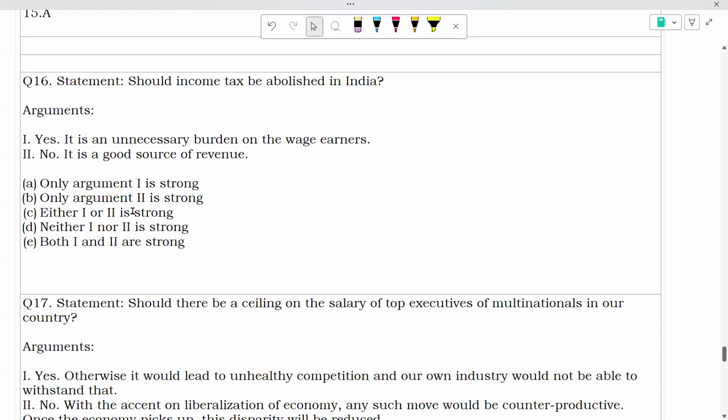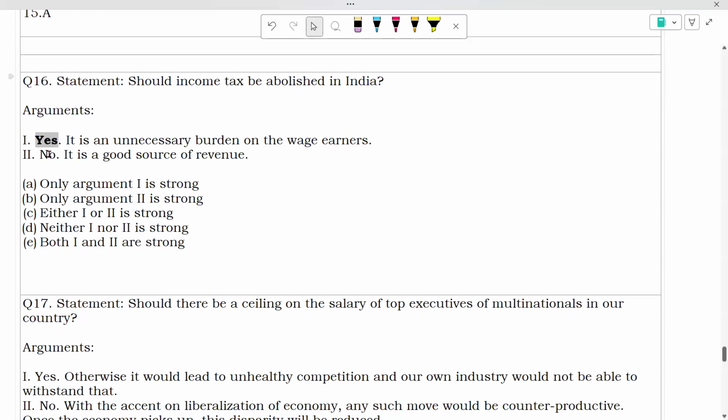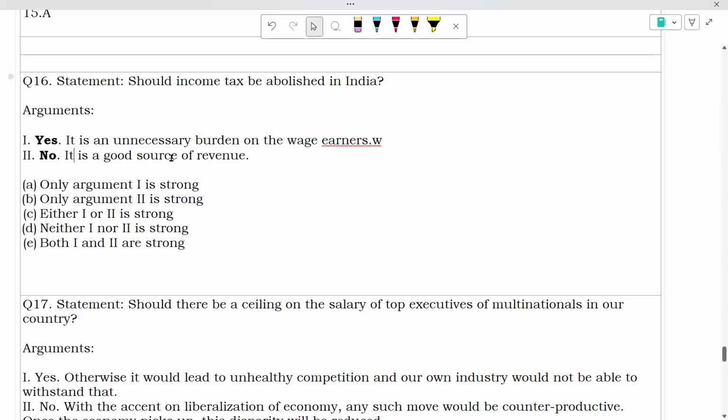Should income tax be abolished in India? The person says yes, income tax should be abolished in India. And why? It is an unnecessary burden on wage earners. Is it a good enough argument? No, it is a very worthless argument. Then the other person says no, it should not be abolished. It is a good source of revenue. That is, of course, correct. So what will be the answer for this one?